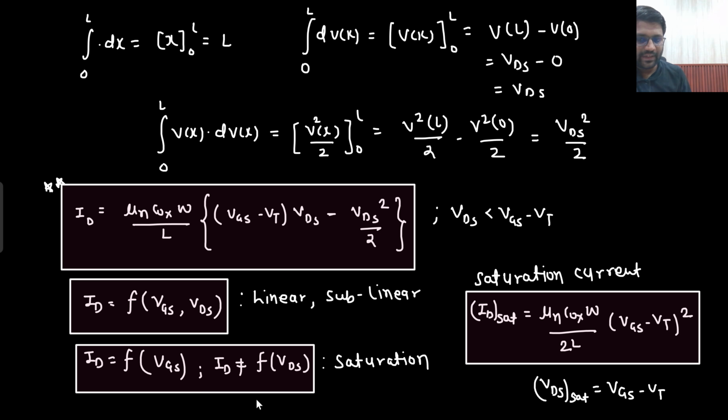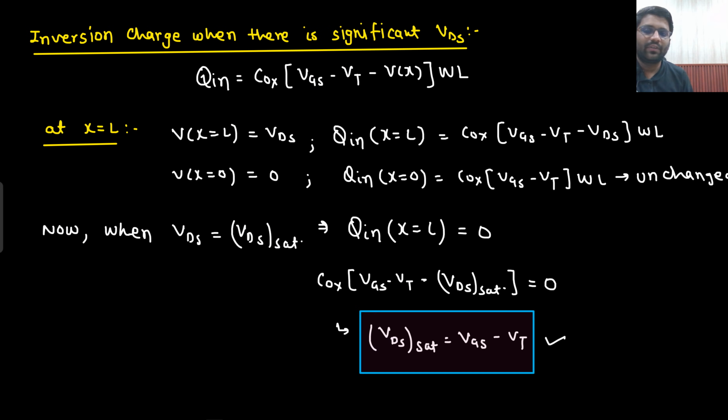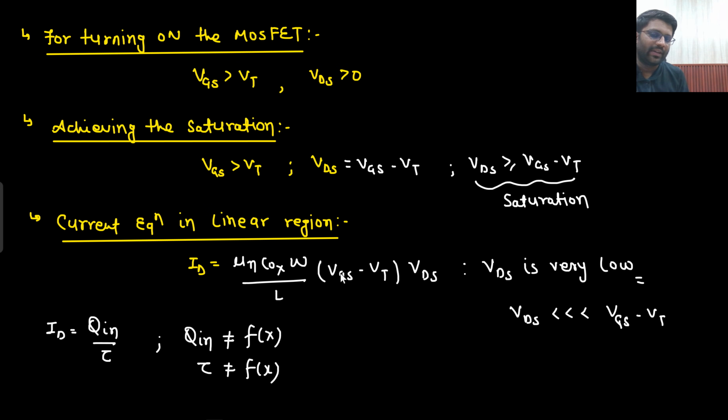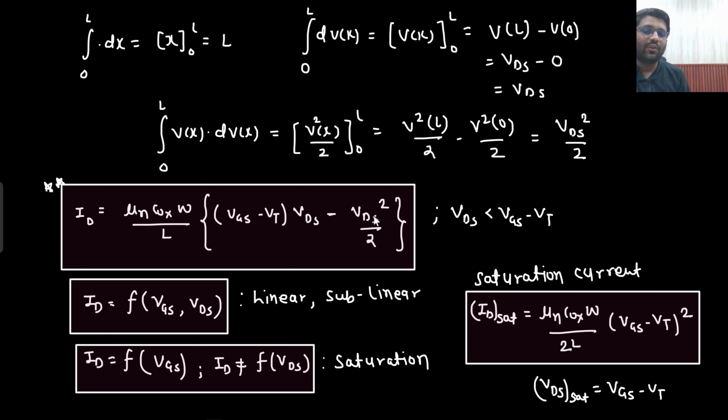So when your VDS is very low, the equation you will get is mu n Cox W by L (VGS minus VT) into VDS. Were we getting the same equation? Mu n Cox W by L (VGS minus VT) into VDS, when your VDS is very low. So the point is, you only remember this equation, then you will be able to write down all other equations. Is that understandable to you? What I am saying?